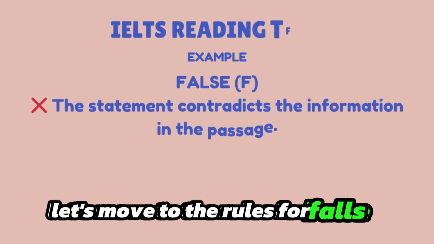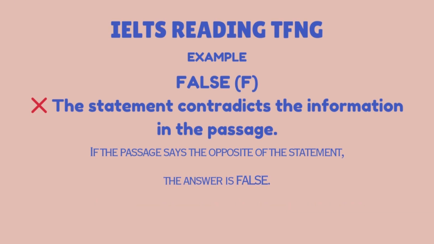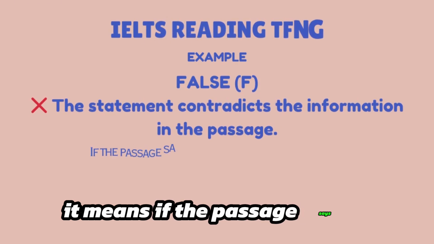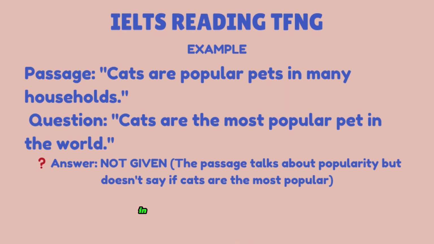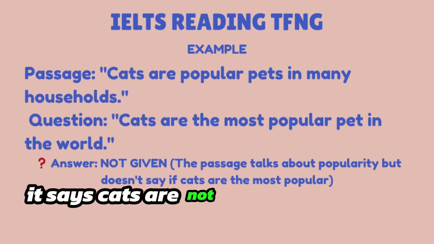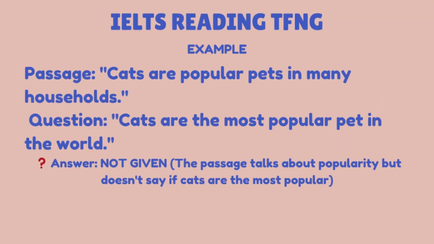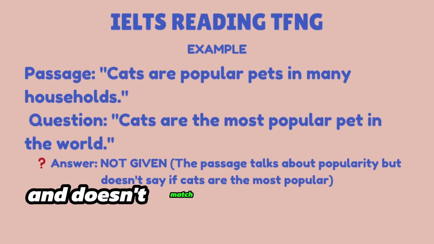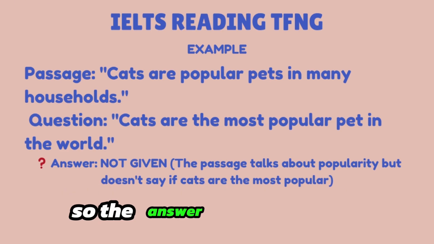Let's move to the rules for false. In the case of false, the question statement always contradicts the information in the passage. It means if the passage says the opposite of the question statement, the answer will always be false. For example, the passage says cats are not common pets in households, and the question is, many families keep cats as pets. So it contradicts. Contradicts means it opposes the question statement and doesn't match the information in the passage. So the answer will be false.